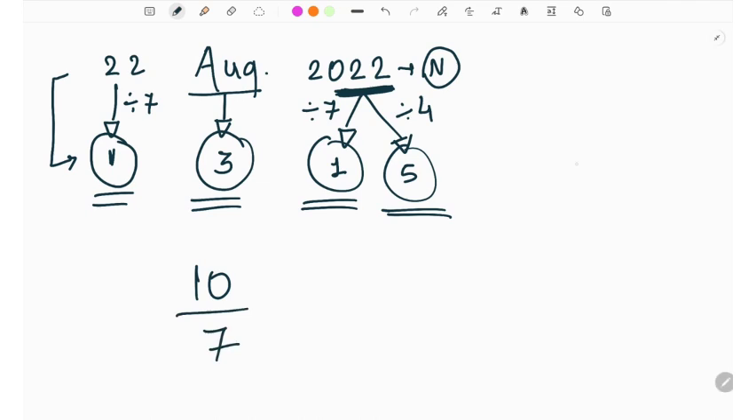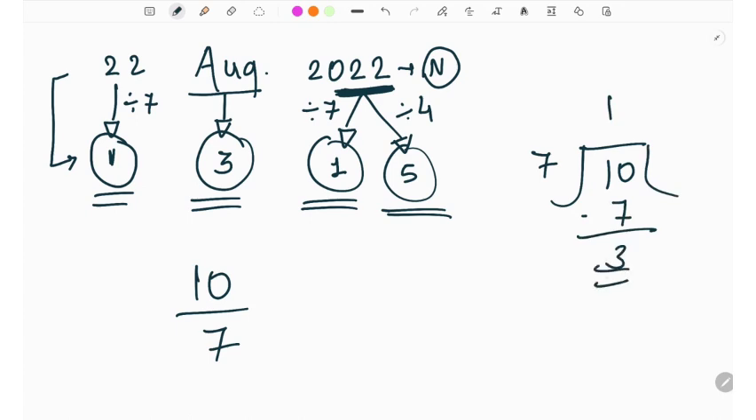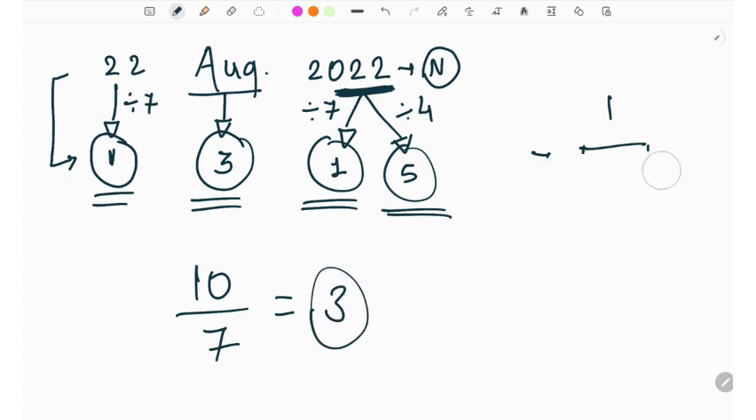So divide 10 by 7. When I divide 10 by 7, 7 ones are 7. This will give me the remainder equal to 3. So I have got the final remainder 3. Correct? So if the question was based upon the 1900 century, we usually consider the final remainder as it is.